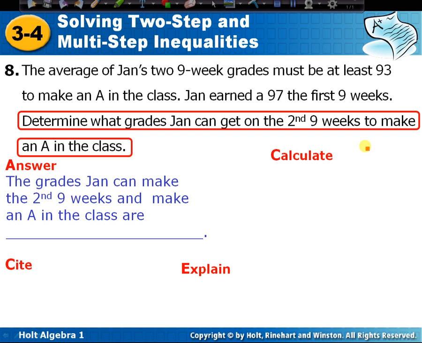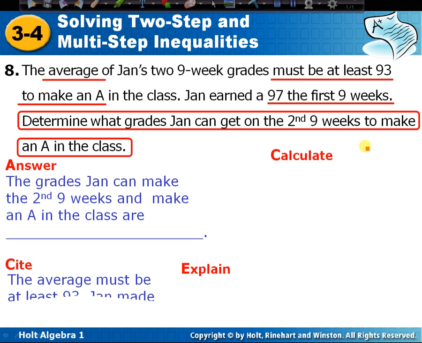Then my cite, again, is just what's important in the question. The important thing is the fact that the average has to be at least a 93 to make an A, and the fact that she earned a 97 the first 9 weeks. Those are important. So in the cite, I'm going to write the average must be at least a 93, and Jan made a 97 the first 9 weeks. I need both of those pieces of information in order to come up with my answer.